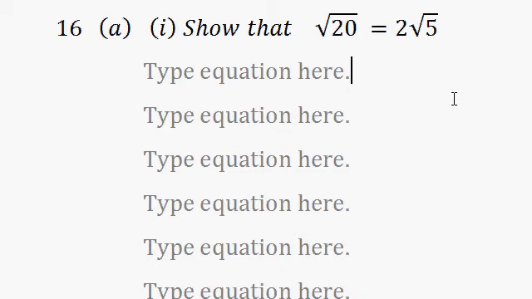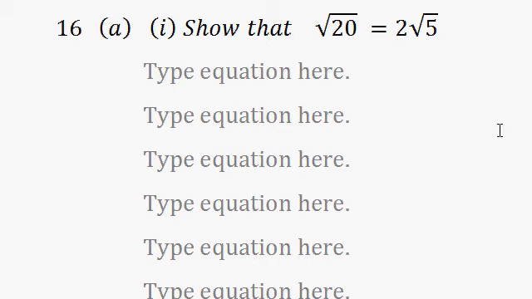We're told in the question that root 20, the square root of 20, is equal to 2 root 5. 2 root 5 is just another way of writing 2 times root 5. You know how 2 times x is written 2x, or 2 times a is written 2a? Well, it's the same thing. Instead of writing 2 times root 5, it's written 2 root 5.